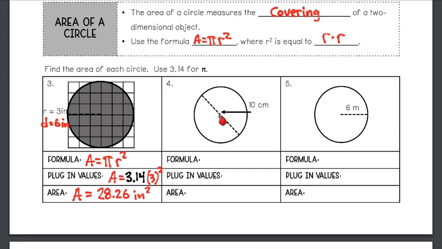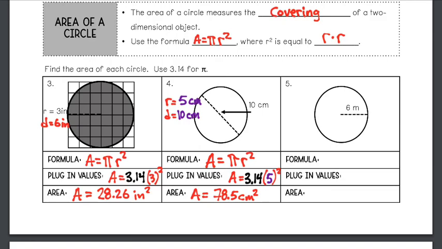So on number 4, what is this distance across here? Is it a radius, diameter, or circumference? Well, looking at it, it looks like a diameter to me, so I'm going to say the diameter is 10 centimeters, which makes the radius 5 centimeters. Then we use our formula, area equals pi times radius squared. We plug in those values, so area equals pi times 5 squared, and that would just be 3.14 times 5 squared in your calculator, and you would get area equals 78.5 centimeters squared.